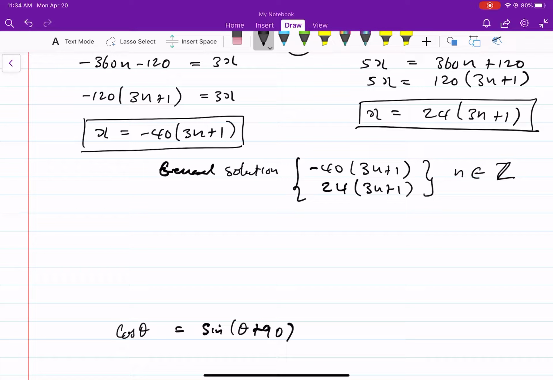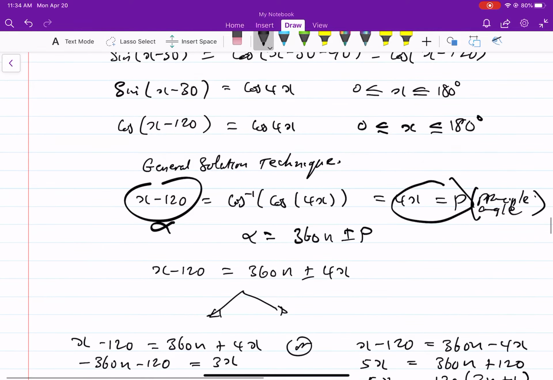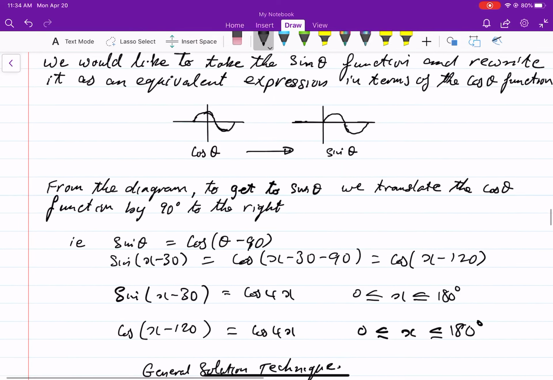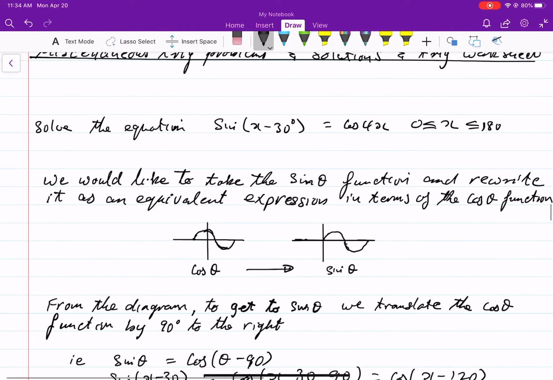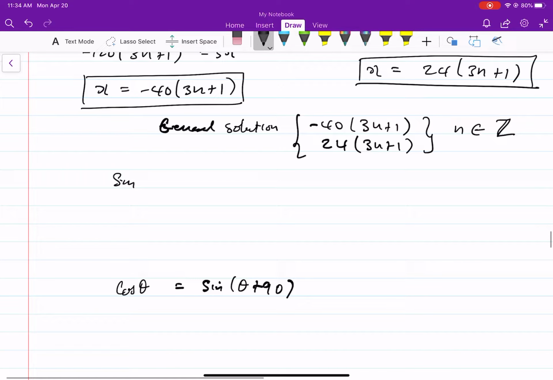Now, let me see if I can find a solution within the given domain. So let me go back again, write back the original equation. The original equation was sine of x minus 30 is cos 4x, and I wanted to solve that for x between 0 and 180. Okay, no problem.